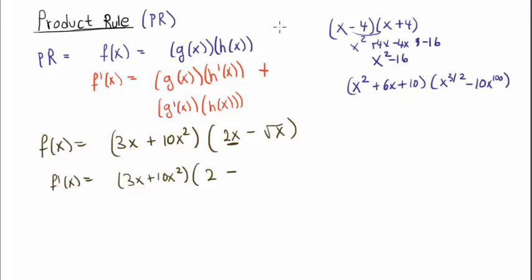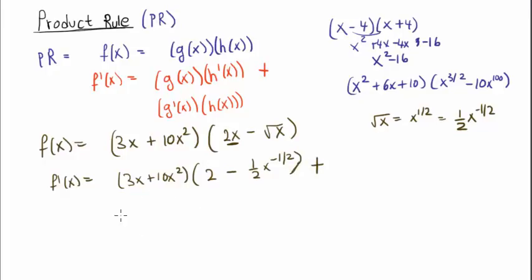On a side note over here, square root of x is the same thing as saying x to the 1 half. Derivative of x to the 1 half is 1 half x to the negative 1 half. We've done this already. Okay, so I'm just going to write 1/2 x to the negative 1/2. And then I'm going to add it.